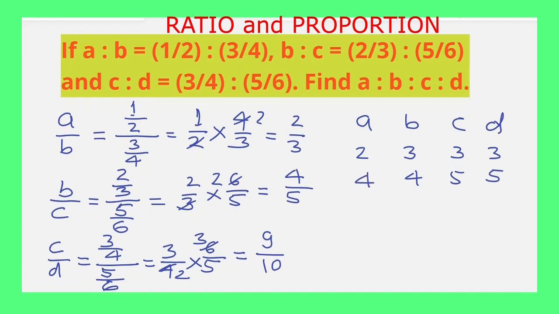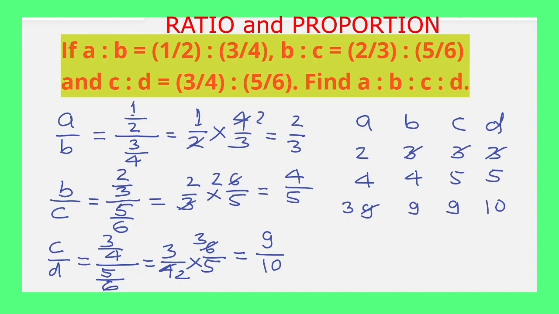Now C ratio D is 9 ratio 10. And 9 is closer to B as well as A than 10. So we write 9 below A as well as below B. Now we observe that 3 can be taken common from all the columns. So we cancel 3, 3, 3, and 3 divides 9 for 3 times.